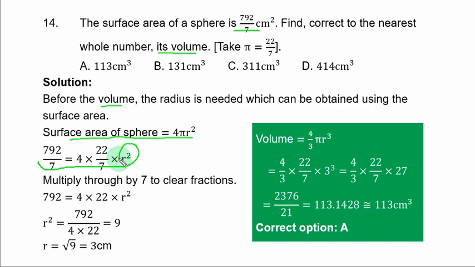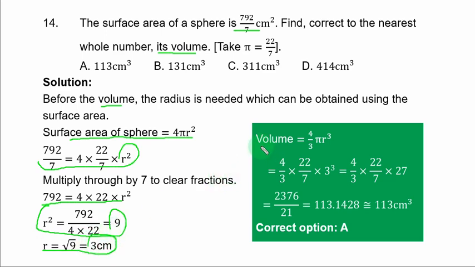Multiply through by 7 to clear fractions. When you do that, you have 792 equal to 4 times 22 times r squared. Divide both sides by 4 times 22 in order to get r squared first. So r squared is equal to this, and that is 9. To get r, take the root of both sides. r is equal to root 9, and that is 3 centimeters.